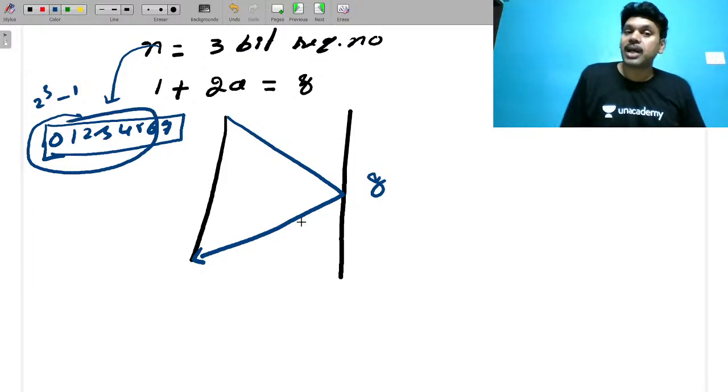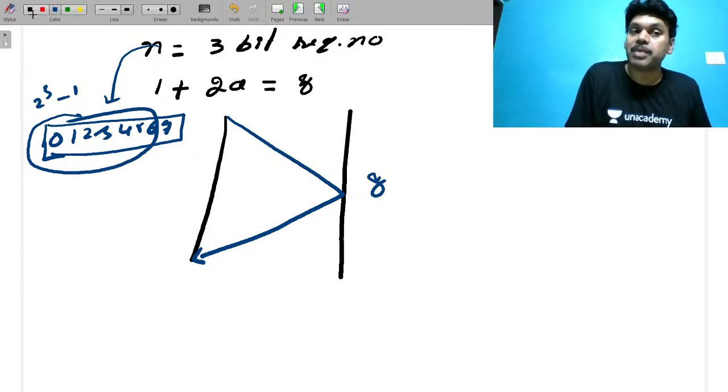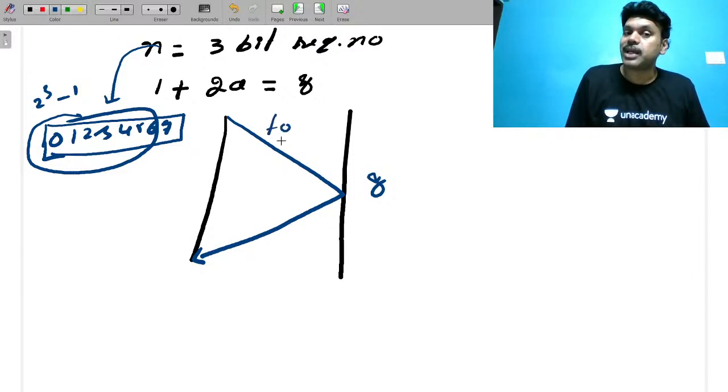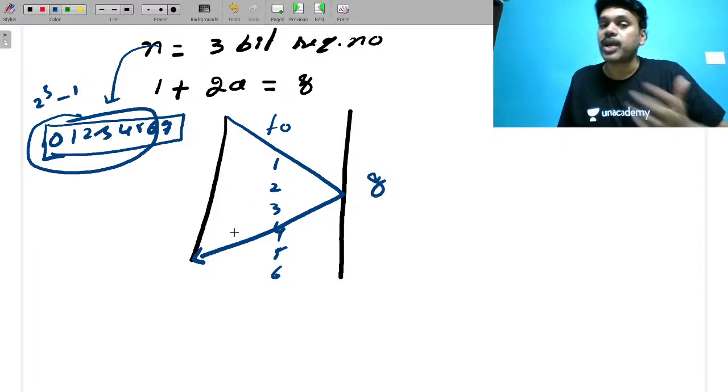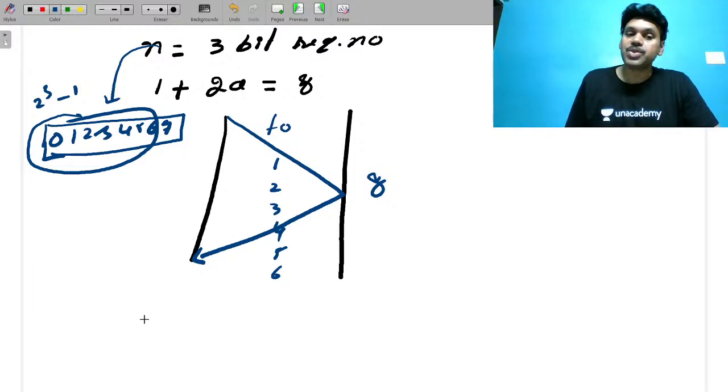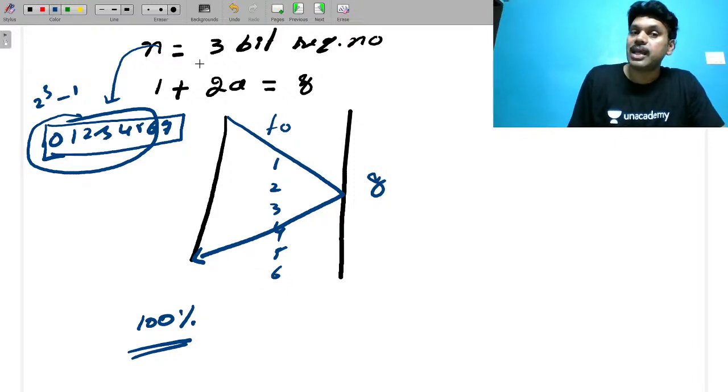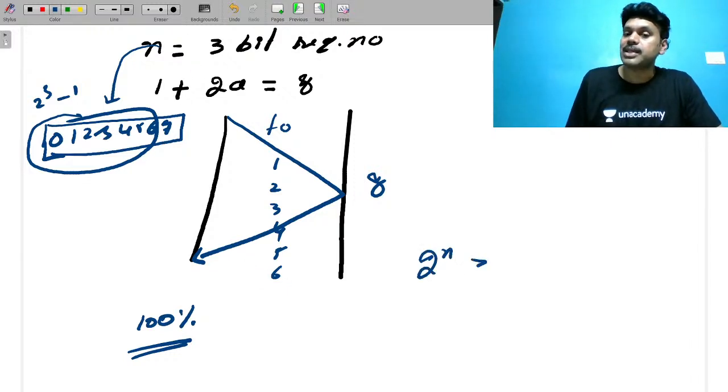So according to that, every frame got a frame sequence number. Therefore, I am able to send. So frame 0 I can push, 1 also, 2, 3, 4, 5, 6. Only 6, I can send 0 to 6. Therefore, what do we understand? Every frame got acknowledged. Every frame got a frame sequence number. Therefore, I am able to push. So here, 100% efficiency. No doubt. Because your 2 power n is greater than or equal to 1 plus 2a. No doubt. So 100% efficiency here.